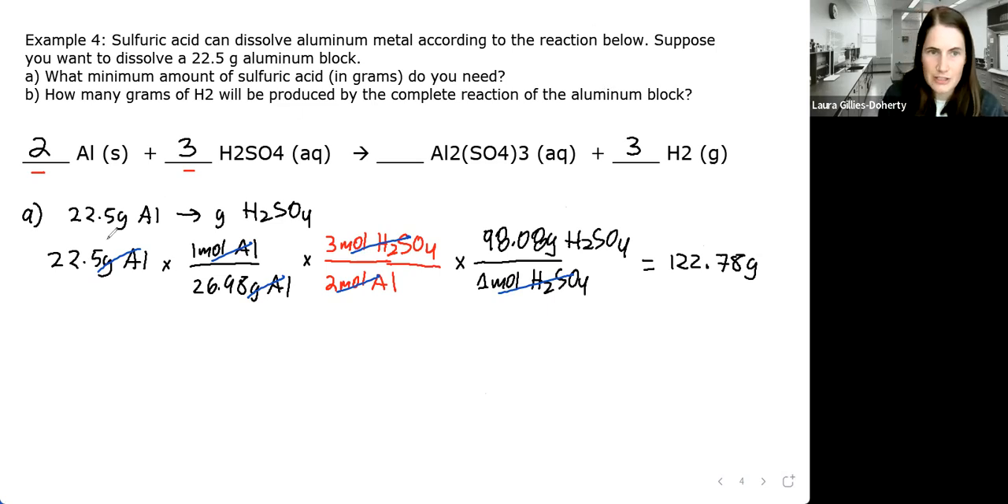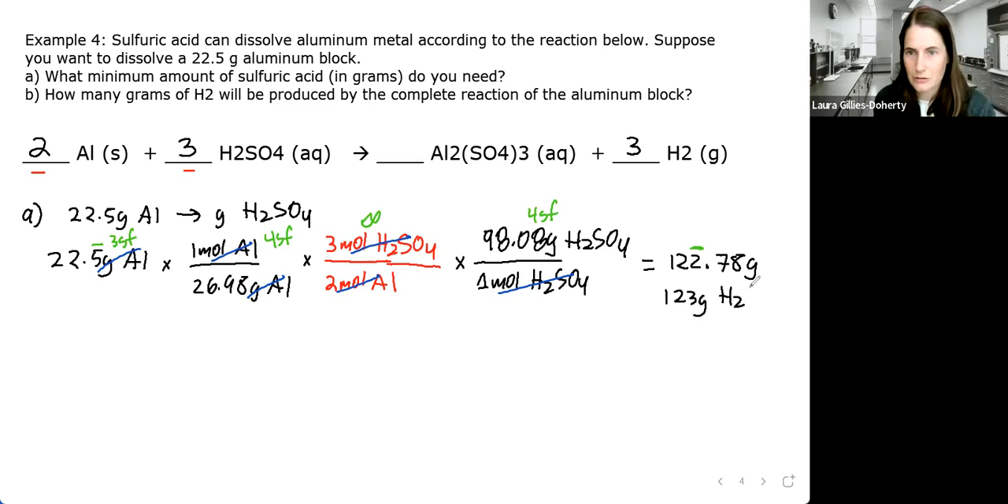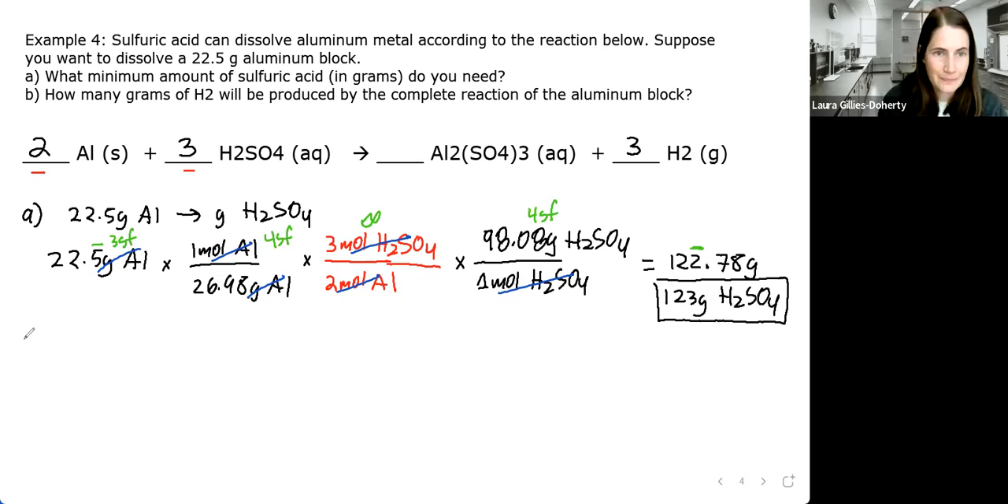And if I go back and check my sig figs, I've got 3 sig figs in my starting given, 4 sig figs in my molar mass, infinite sig figs in mole to mole conversions, and 4 sig figs in my other mass. So I'm going to round this to 3 sig figs. So we end up getting 123 grams of H2SO4. So that's how much sulfuric acid we need to completely dissolve a 22.5 gram aluminum block. That's the answer to A.